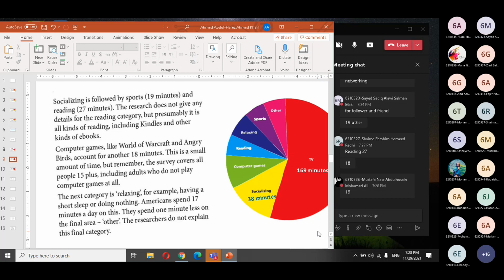Okay, why is it so small? There is a reason given in the text. The time is a small amount of time. Why? Maybe because the majority of people are watching TV. No, I'm talking about this paragraph. Because it's for adults. Yes, that's it. Because kids and children below 15 are not included in the survey.